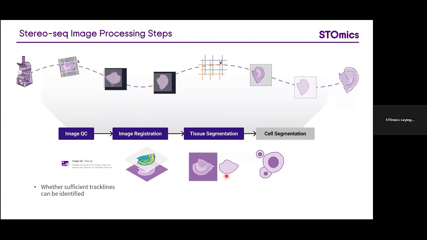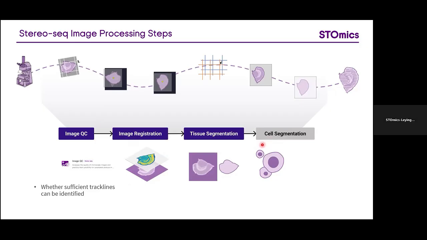Now we have got our images. So then we will move to the actual image processing steps. Stereo-seq image processing consists of 4 main steps: the image QC, the image registration, the tissue segmentation and cell segmentation. We provide automatic tools to streamline these steps along with manual tools.